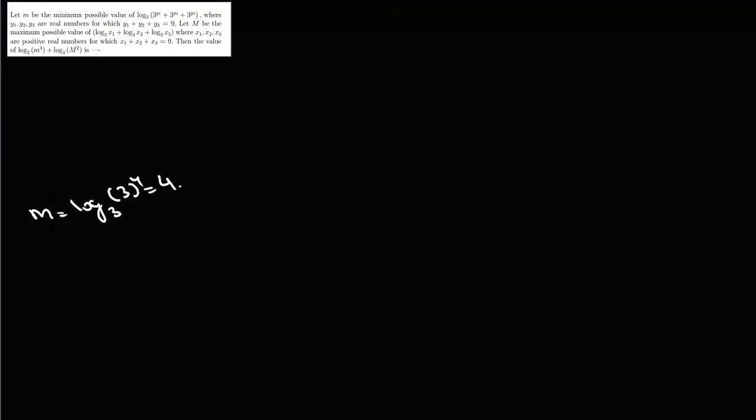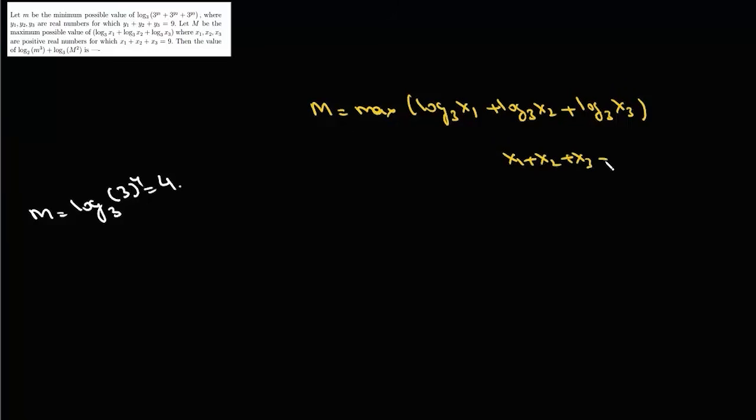Now for the second part, we are given, let capital M be the maximum possible value of log x1, log x2, log x3, where we are given that x1 plus x2 plus x3 is equal to 9. Now we can write this M as the maximum value of log x1 x2 x3 to the base 3. Now again, it is an increasing function, so we need to find the maximum value of x1 x2 x3.